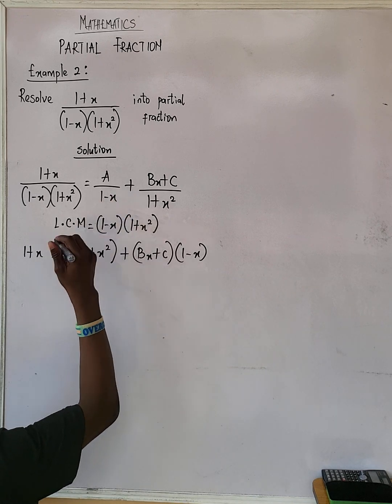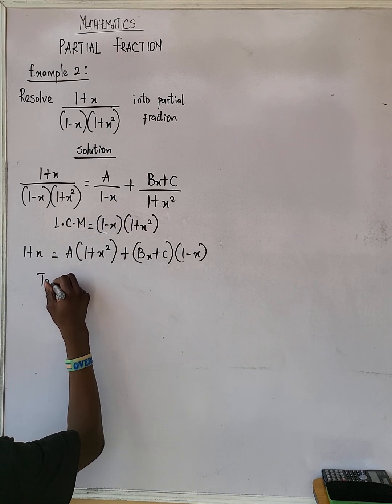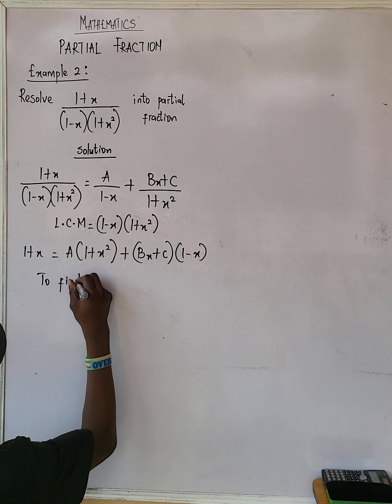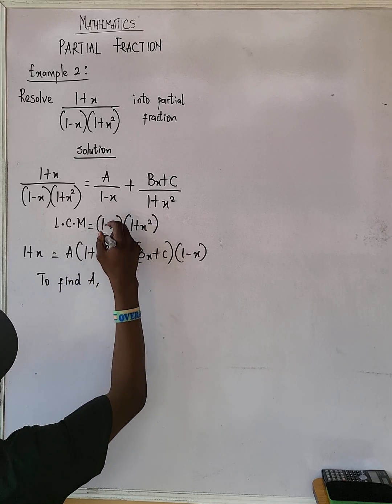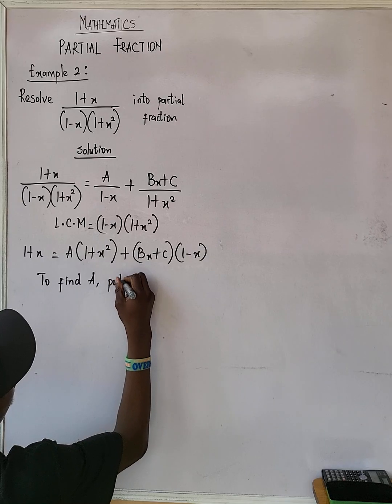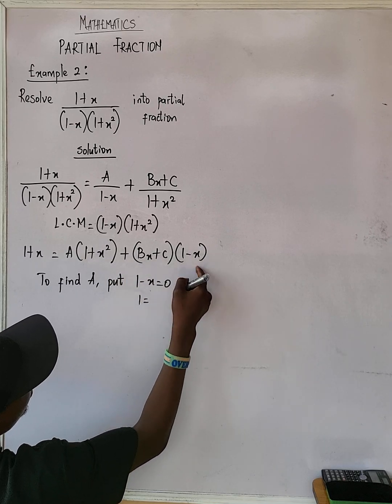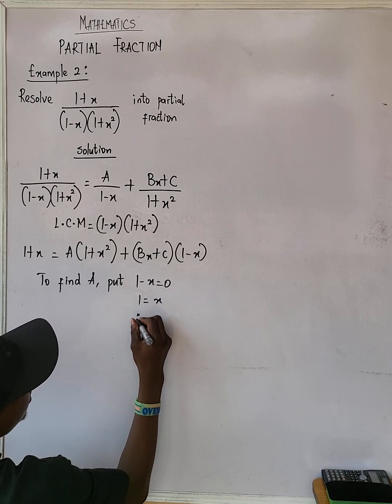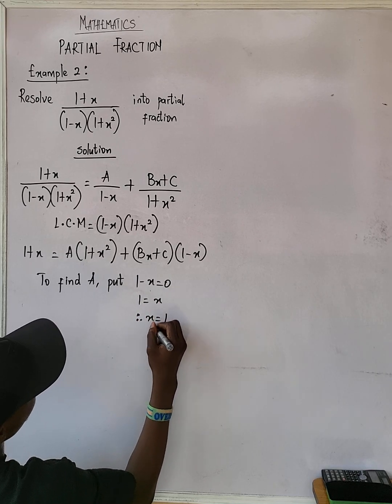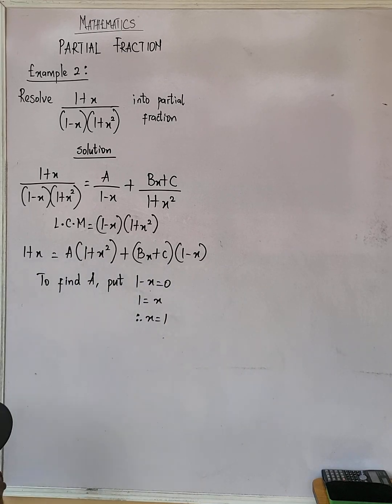Now, the next thing is to find a. So what did I say? You come under a and put 1 minus x equals to 0. 1 will be equals to x, when the x crosses over. Therefore, your x is equals to 1. Where we did this LCM, anywhere I see x, I'll put 1.